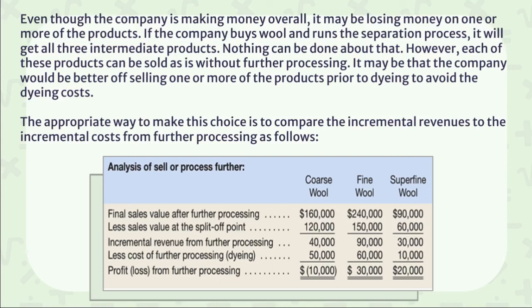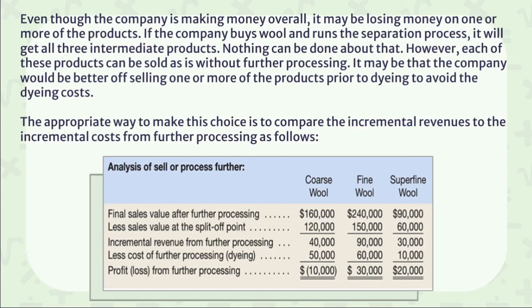And now let's go to the fine wool. Its final sales value after further processing is $240,000 less the sales value at the split off point, which is $150,000. And for the incremental revenue from further processing, it has $90,000 less the cost of further processing, which is $60,000. So the total profit or loss from further processing for the fine wool is $30,000.